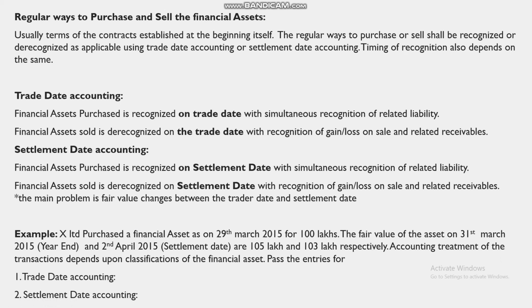Let's understand it with an example. X Limited purchased financial assets on 29th March 2015 for 100 lakhs. On 31st March 2015, that is at the year end, and 2nd April 2015, that is the settlement date, the values are 105 lakh and 103 lakh respectively. Accounting treatment of the transactions depends upon the classification of the financial assets. Pass the entries for trade date accounting and settlement date accounting.